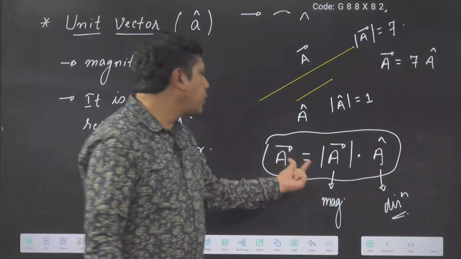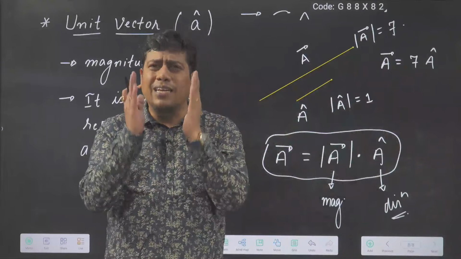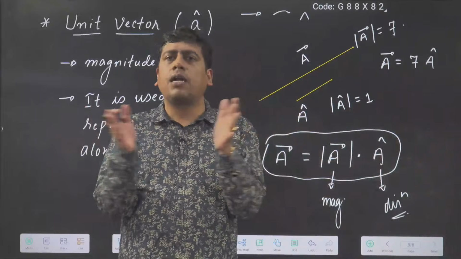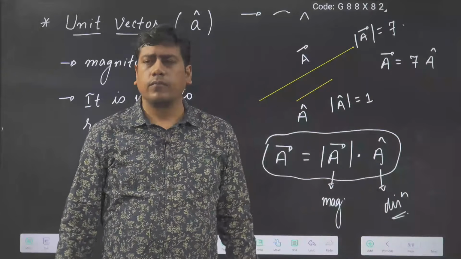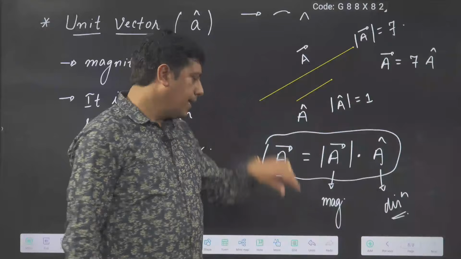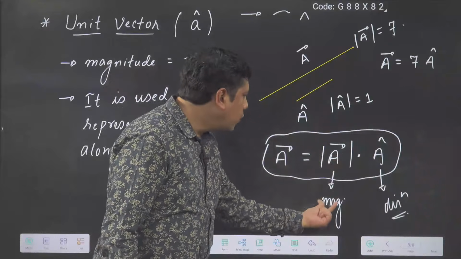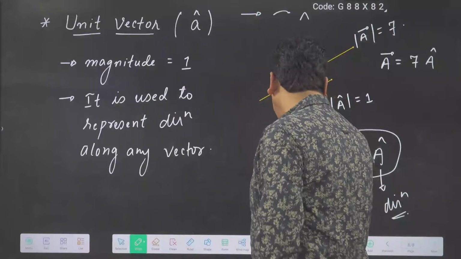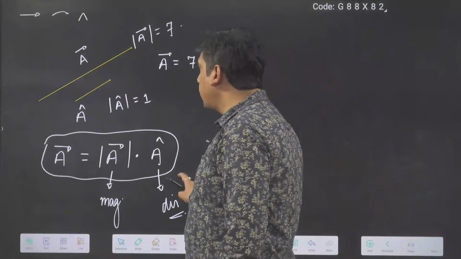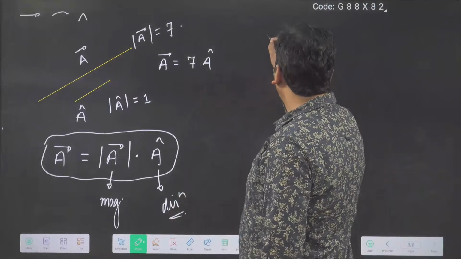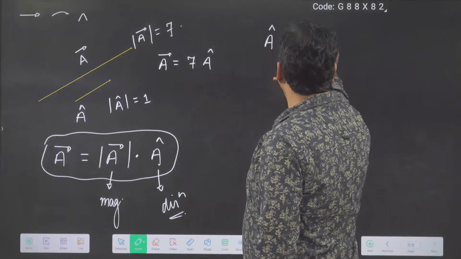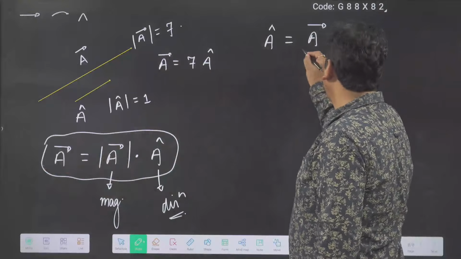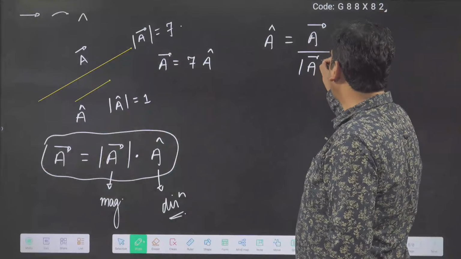Any vector has two things, magnitude as well as direction. Multiply them, and magnitude and direction multiplied give you the complete vector. That means if you want to define the unit vector, you can define it as the complete vector divided by its magnitude. We will do questions on this in the next class.